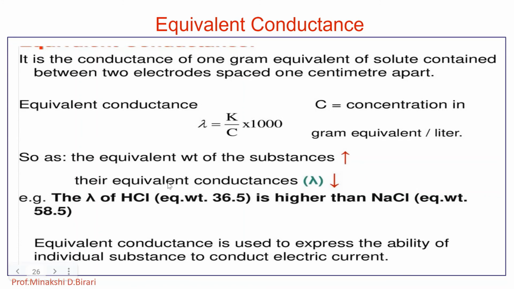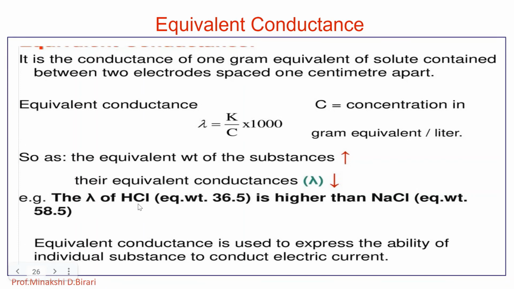So as the equivalent weight of the substance increases, their equivalent conductance lambda decreases. We should remember, as the equivalent weight of the substance increases, their equivalent conductance lambda decreases. For example, lambda of HCl is higher than NaCl, HCl having equivalent weight 36.5 and equivalent weight of NaCl 58.5.